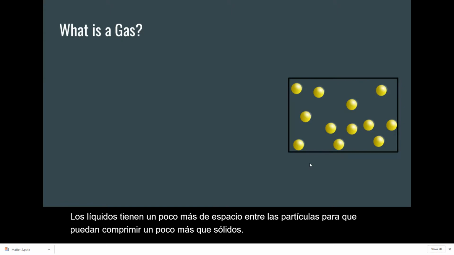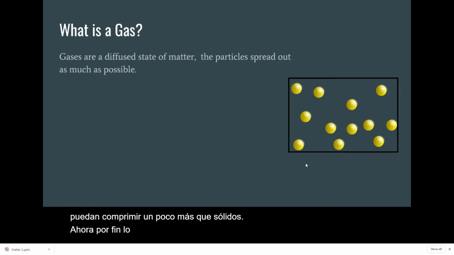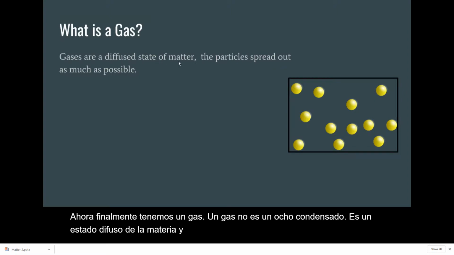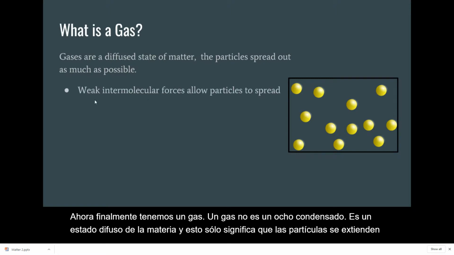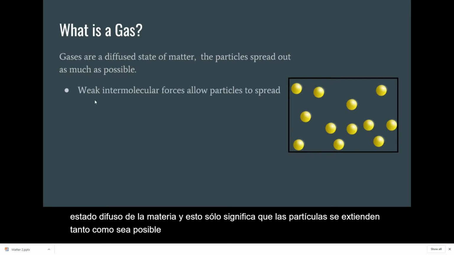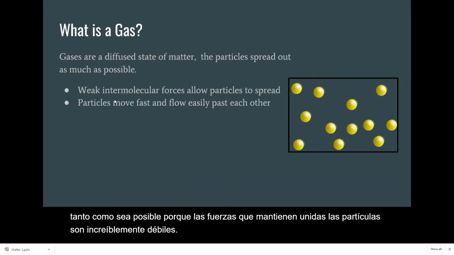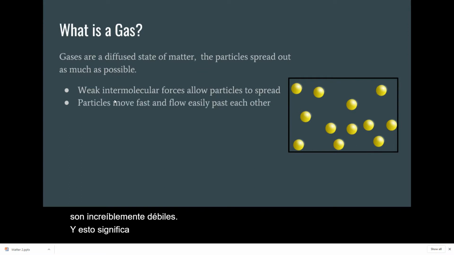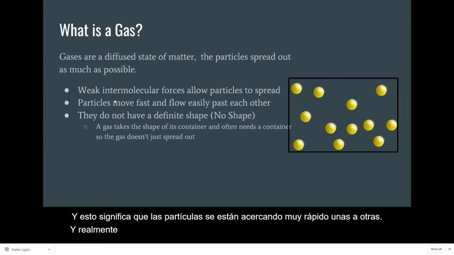Now, finally, we have a gas. A gas is not a condensed state, it's a diffused state of matter. And this just means that the particles spread out as much as possible because the forces that hold the particles together are incredibly weak. And this means that the particles are zooming really fast past each other and they don't really interact with each other very much.